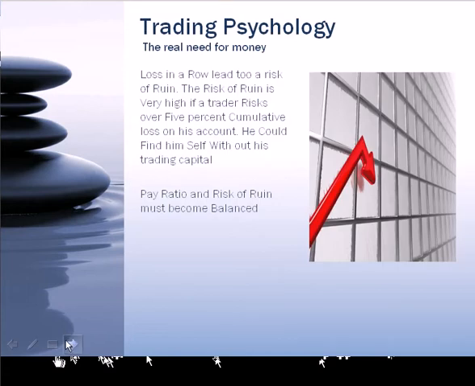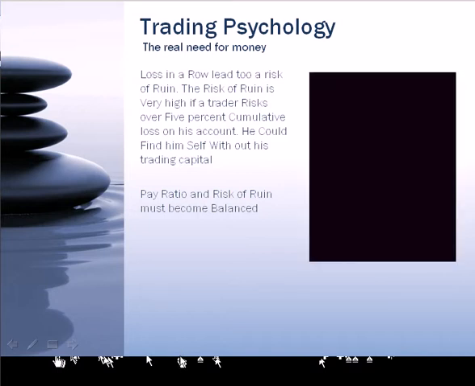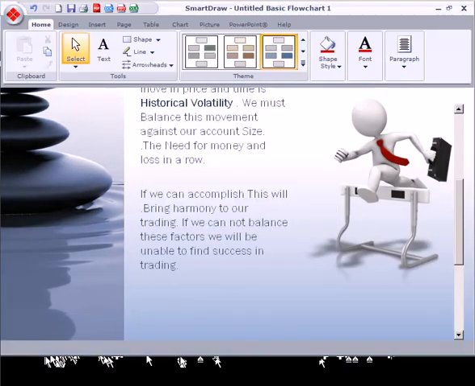So your losses in a row lead to risk of ruin. Now, risk of ruin is very high if a trader risks over 5% of his account. For cumulative losses on his account, he could find himself without an account. What this means is if I size to my pay ratio and risk of ruin, I become out of balance and all of a sudden my account plummets. Let me give you an illustration of that over here.